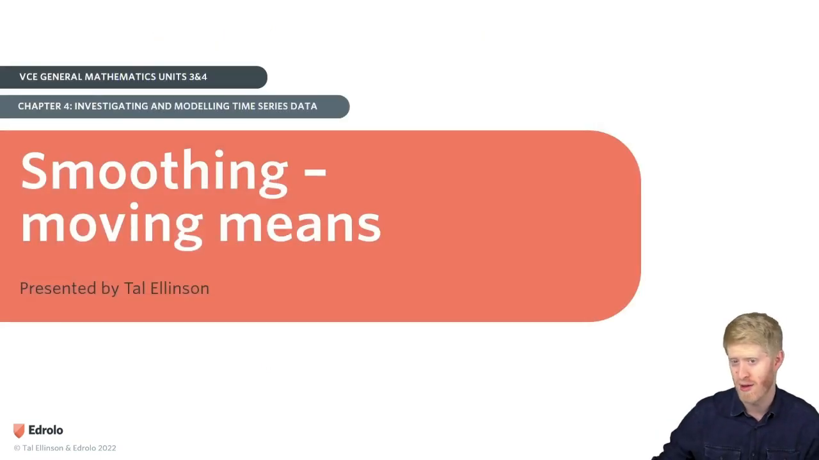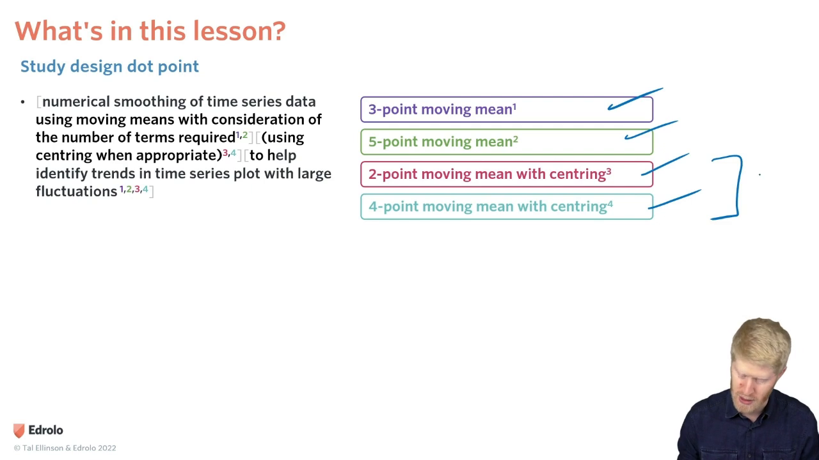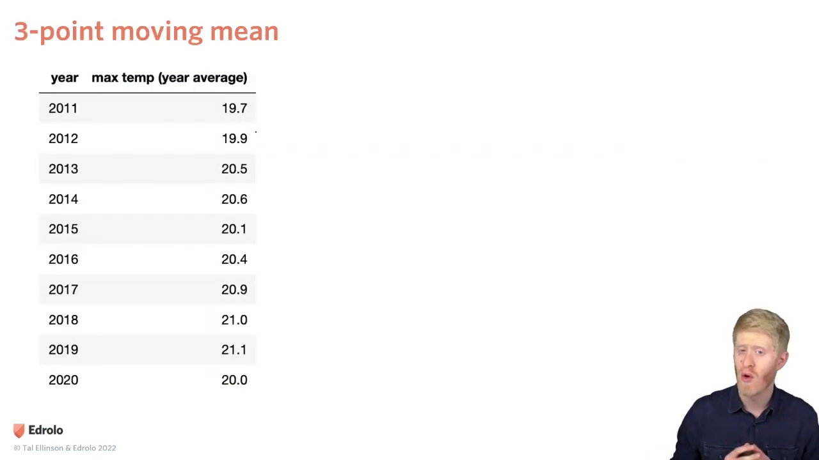We're looking at smoothing for the movement. We're going to do a 3-point, a 5-point, a 2-point with centering, and a 4-point with centering. Notice that the centering happens when the numbers are even, and when they're odd, we don't need centering. All right, a moving mean is all about taking a data point and replacing it with an average. And by doing this, we get to smooth our data and see some of the underlying trends.